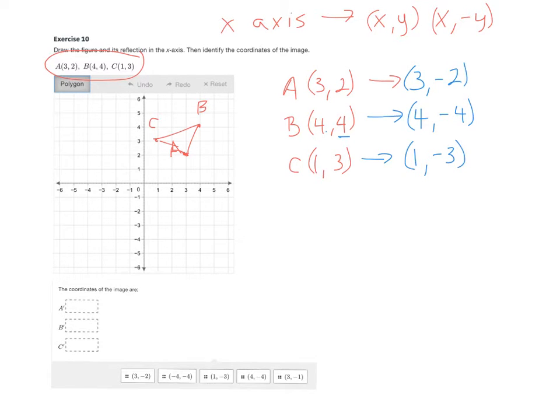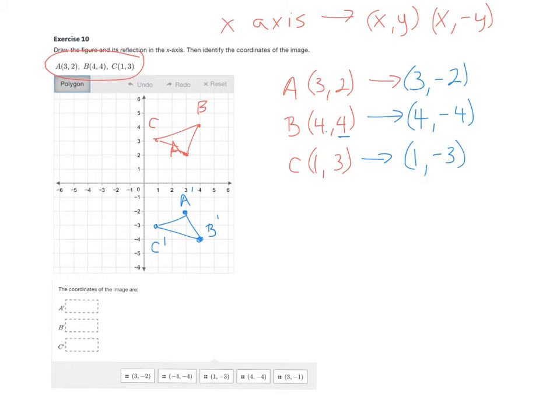So now let's plot these points. We've got 3, negative 2. And 3, negative 2 is going to be A prime. And then B, which is 4, negative 4, is going to be B prime. And 1, negative 3 is going to be C prime. So this is our triangle after the reflection. And yeah, so this information would just be down there.